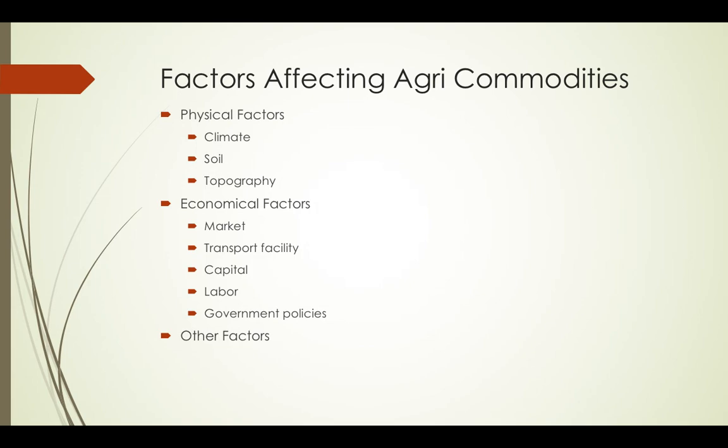Climate plays a dominating role in agriculture, as plants require sufficient heat and moisture for their growth. So climate is a key factor in agriculture products. Let's take an example. Wheat is a commodity, and soybean is also a commodity. The sowing period of wheat is from October to December. The growth of wheat is from January to February, and the harvest period is March to May.